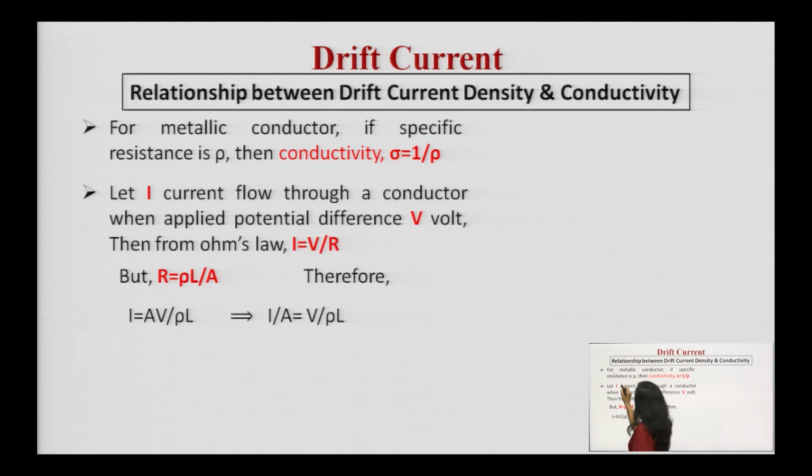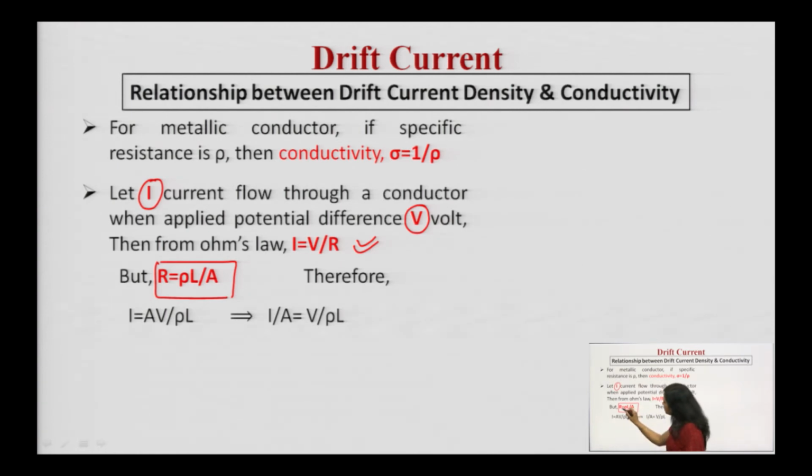If I is the current flowing through a conductor and the applied potential difference is V, you know Ohm's law. What is Ohm's law? V is equal to IR. From V is equal to IR, you can write the current: current is the ratio of voltage upon resistance. At the same time, you know that resistance is rho into L upon A.